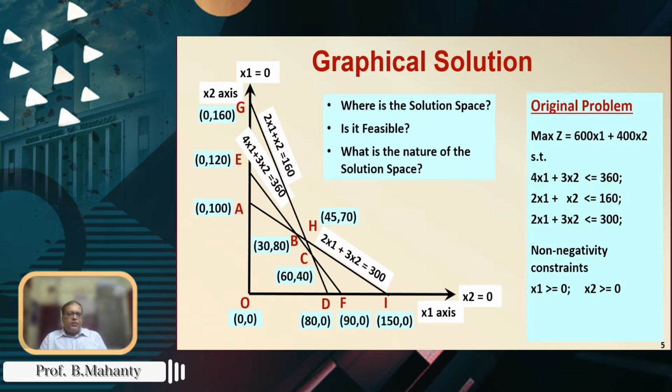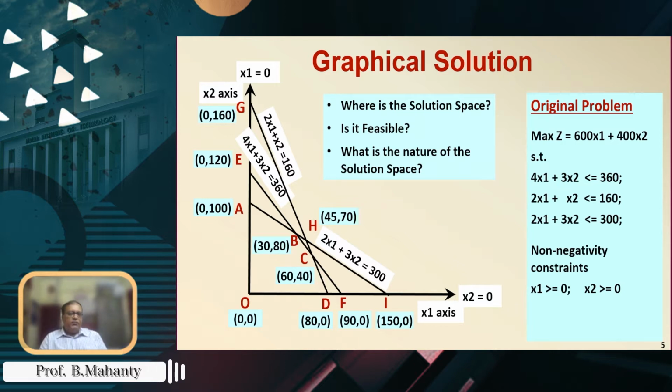Now the solution space should be, because all the constraints are less than equal to, that means they are all towards 0, 0. So you see, what should be our solution space? Is it feasible? And what is the nature of the solution space? It is clear that for all the lines, the inequality represents the side towards the origin, for all the three constraint lines. And what is the common area between all of them? That should be O, A, B, C, D. That means the solution space should be O, A, B, C, D.